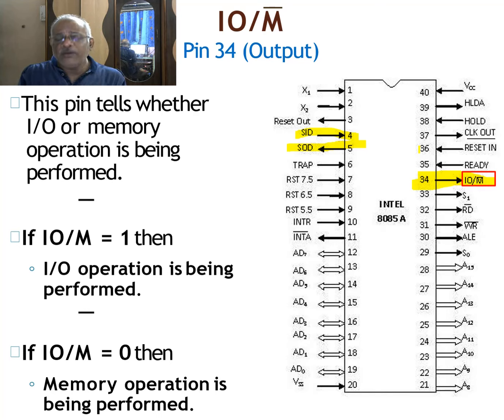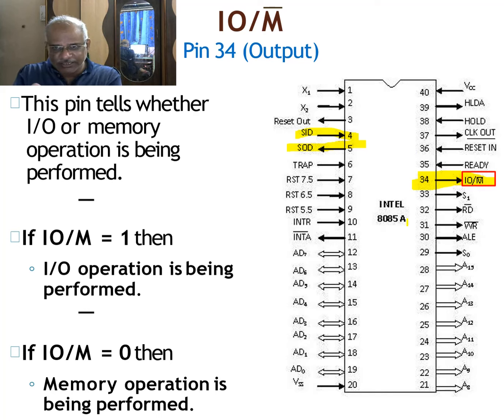Now, how can the microprocessor understand whether the operation is memory related or input output related? Whatever address is available on the address bus, the 8085 needs to identify whether it is a memory location or an IO device. Means, the address present is of a memory location or of an IO device. This can be done with the help of this pin.